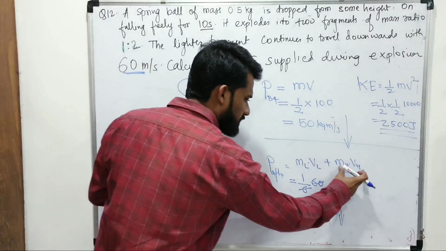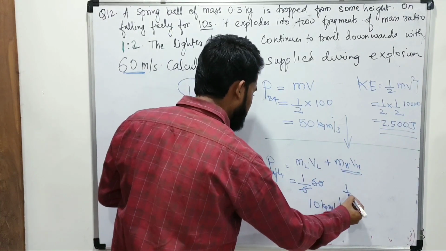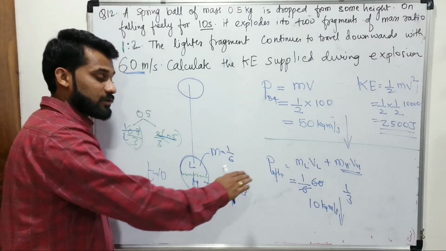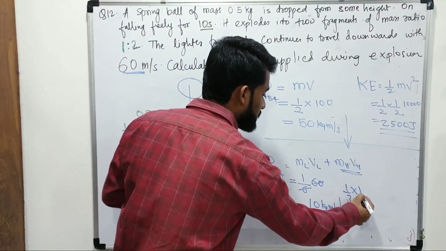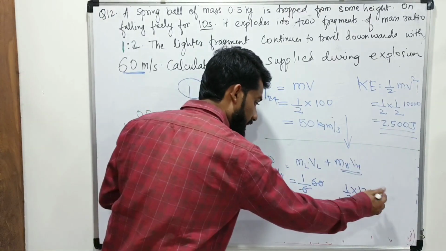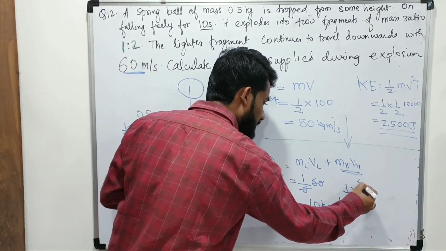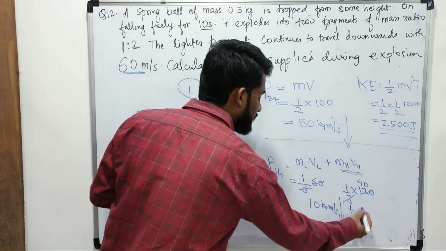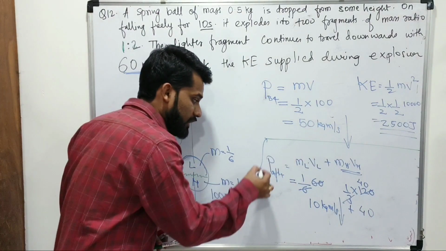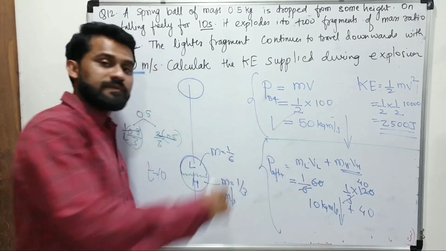So if this should be 40, the mass of the heavier particle is 1 by 3. So what should be its velocity? Its velocity should be 120. If its velocity is 120, then the multiplication will be 40, and 40 plus 10 will give you 50, and the momentum will get conserved. So before collision the momentum was 50.